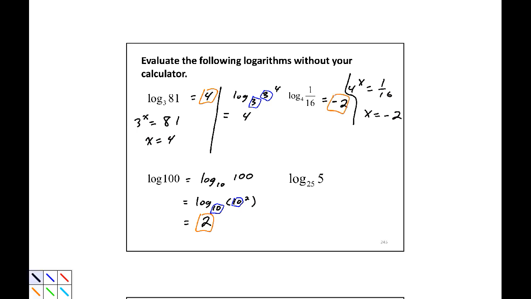And for our last one, we have log base 25 of 5. Well, let's see. Let's write this: 25 to what power equals 5? Now, because 25 is actually 5 squared, that means that the square root of 25 is equal to 5. The exponent we use for the square root would be 1/2. So this result would be 1/2.